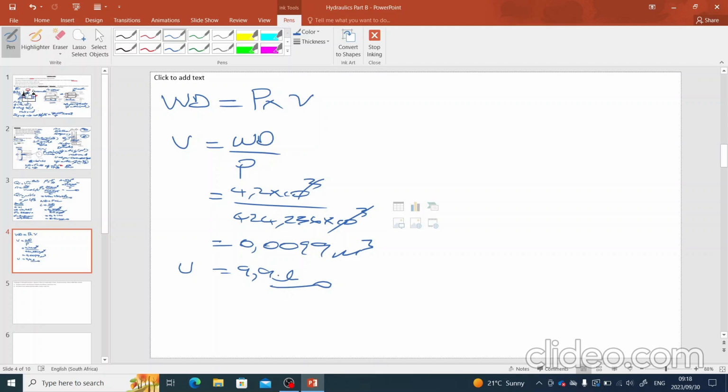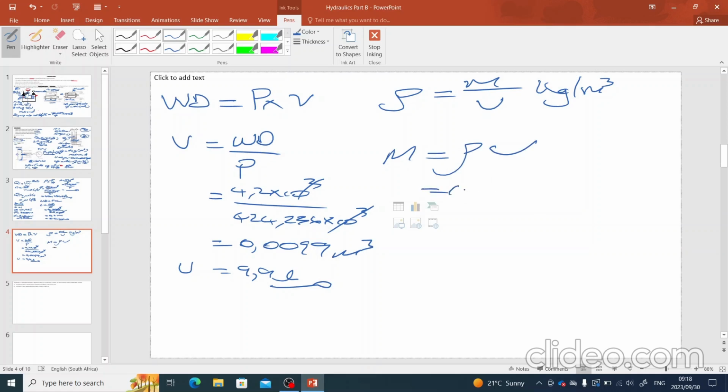Now, the last question, applying what we just spoke about on the second part of hydraulics: they want us to calculate the mass of water delivered per working stroke. We know that density equals mass over volume. The SI unit is kg per cubic meter. They want us to calculate the mass, so mass equals density multiplied by volume.